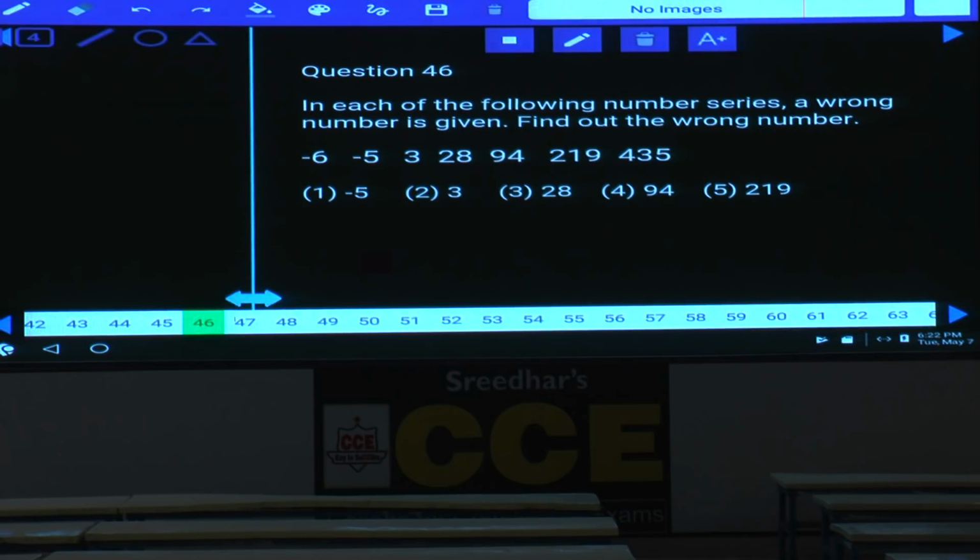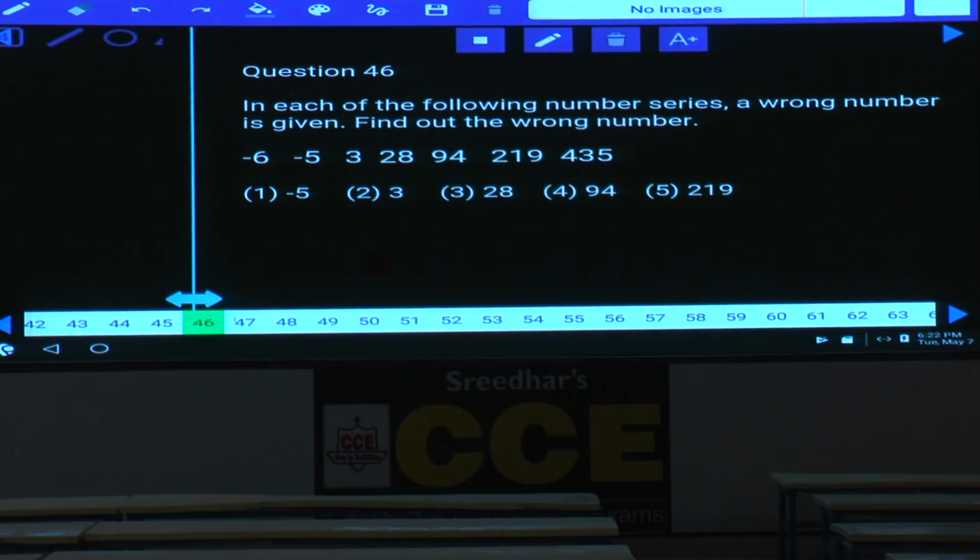Now 46, find out the wrong number here. Now 6 and minus 5. Tell me what is the difference between these two? Plus 1 or minus 1? Plus 1. Minus 5 and 3?